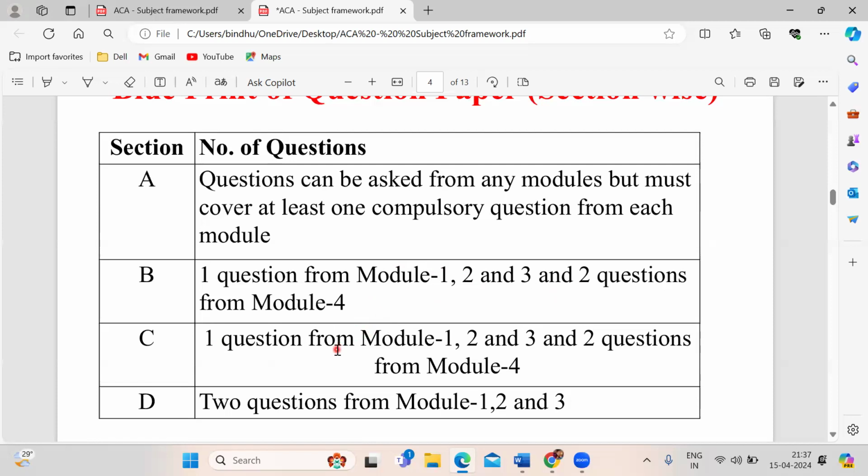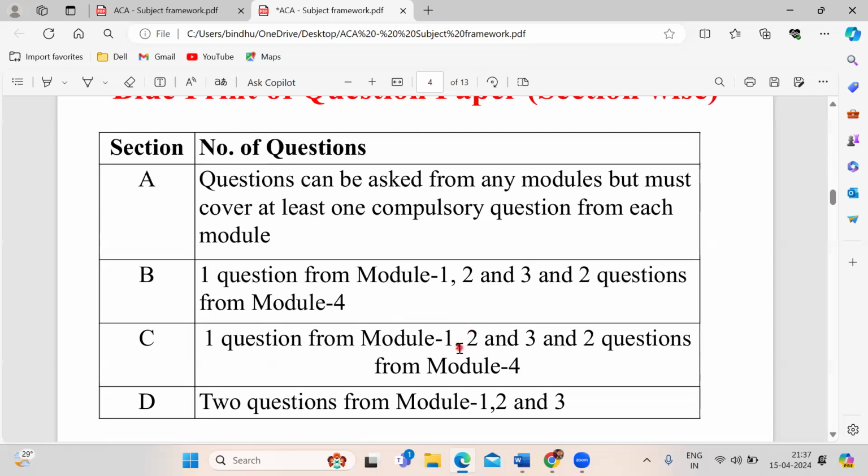Next one, first question: any one question from model 1, 2, 3 and 2 questions from model 4. As here, from the first model, second and third model, there will be one question each. From the fourth model, they are going to ask 2 questions for you.